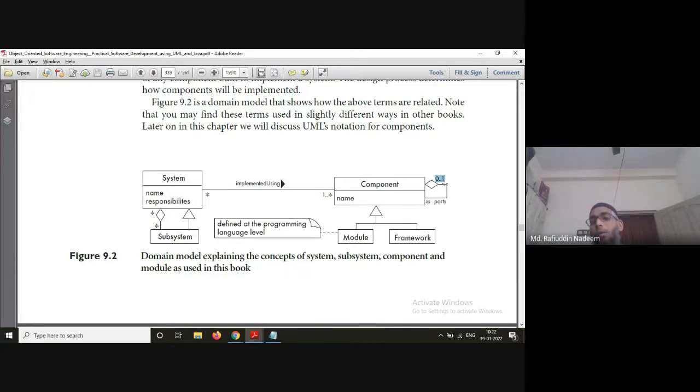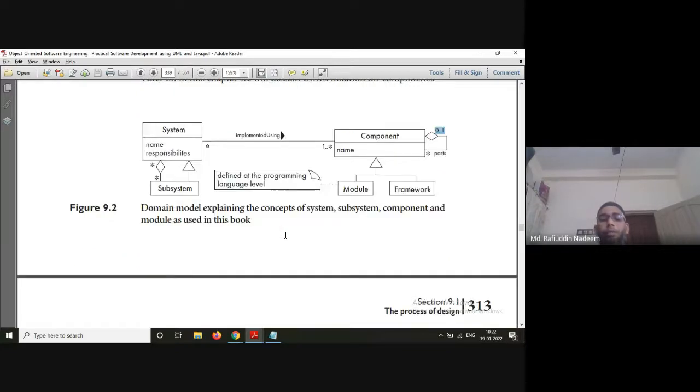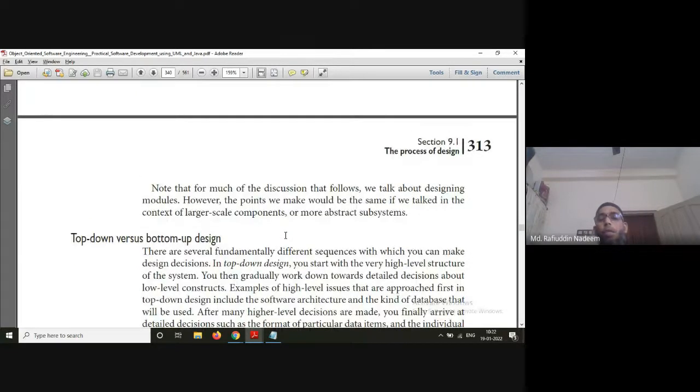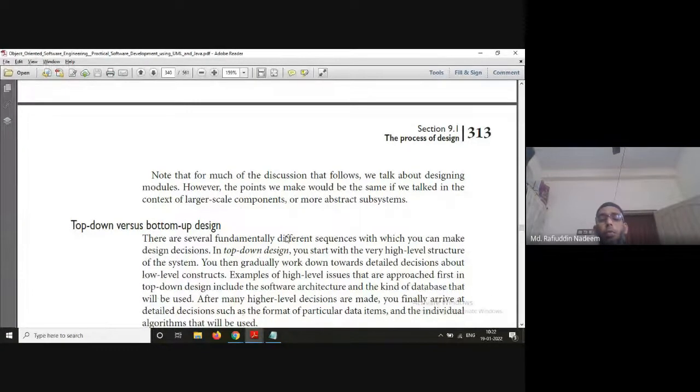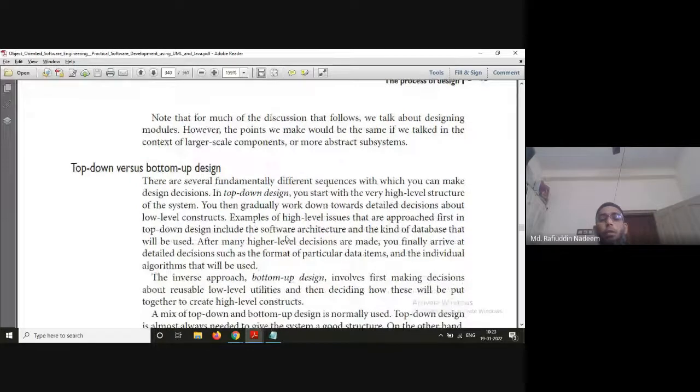Components are made up of different parts, and again the component may be a module or a framework. And what is a module? It is defined at the programming level. Note that for much of the decisions that follow here, we will be talking about designing the modules. Of course, that is what we are going to talk about later on.